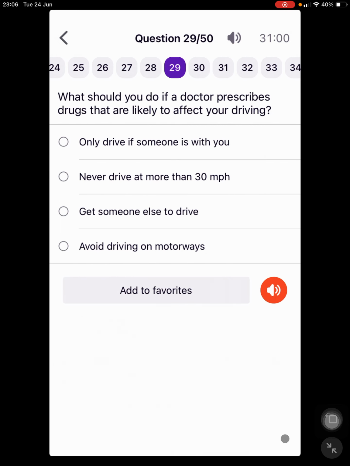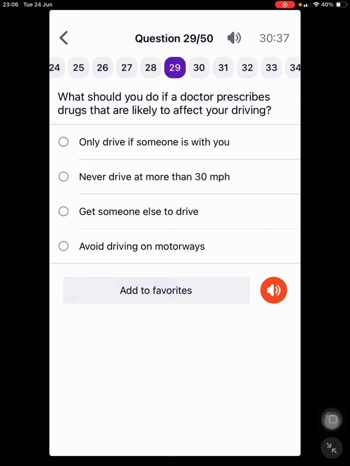What should you do if a doctor prescribes drugs that are likely to affect your driving? Only drive if someone is with you. Never drive at more than 30 miles per hour. Get someone else to drive. Avoid driving on motorways. What should you do if a doctor prescribes drugs that are likely to affect your driving?